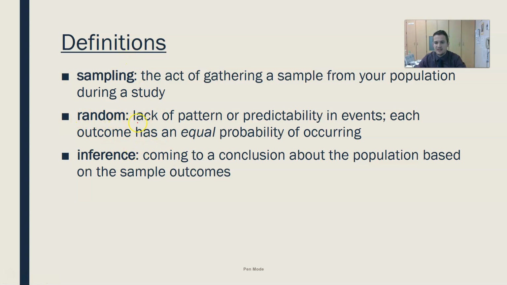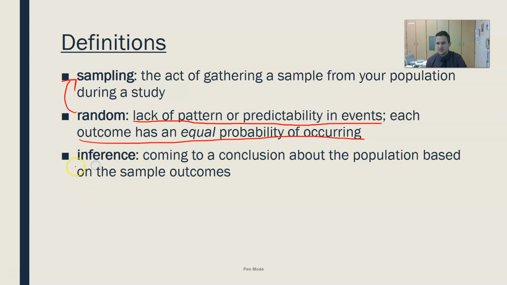Random is the lack of pattern or predictability in events. Each outcome has an equal probability of occurring. So random sampling is being able to gather a sample from my population such that every single person has an equal probability of being selected. Instead of choosing people just because it's convenient, in a random sample everyone has an equal opportunity of being selected.